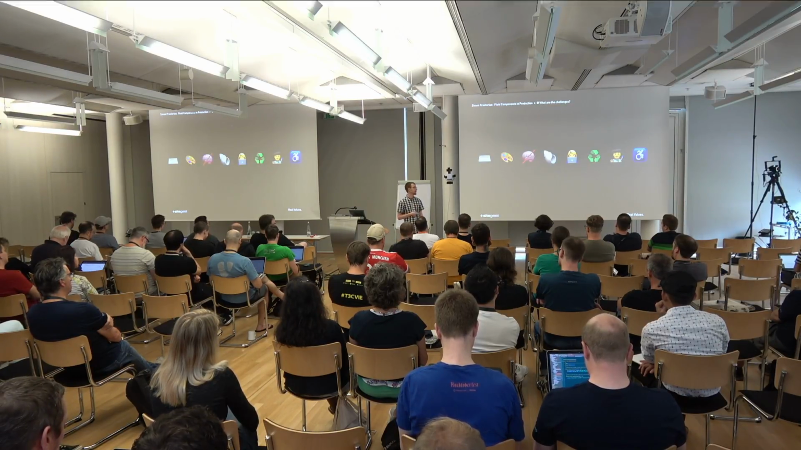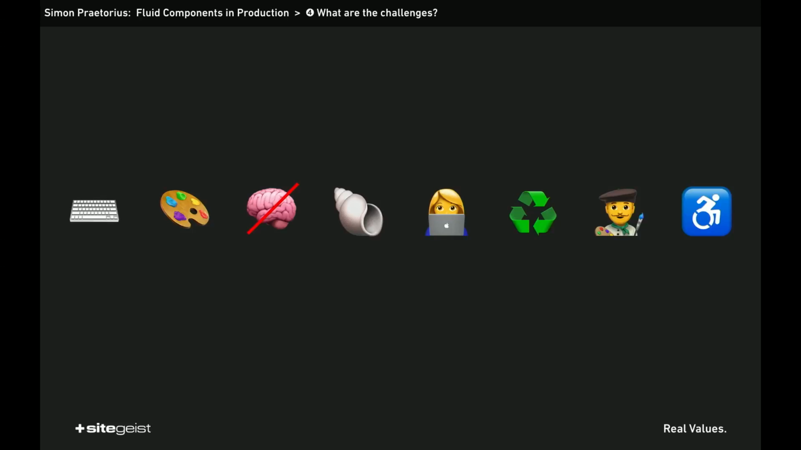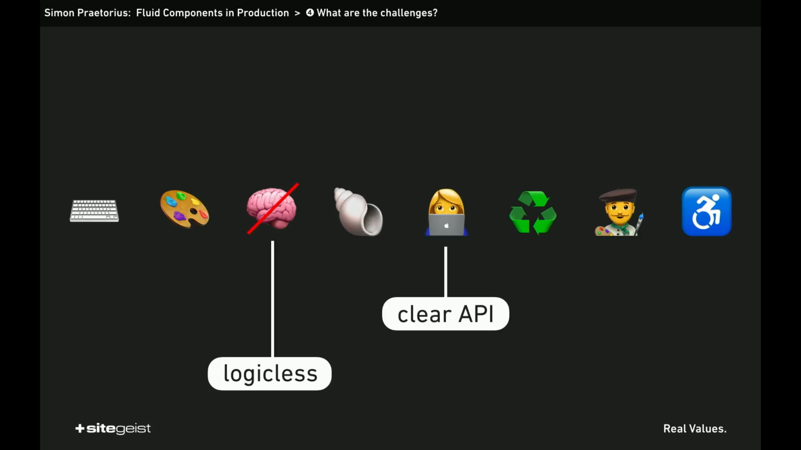And when I come back to my beautiful emojis, there are two things where we, let's say, stumbled upon some problems. Mainly those two. Logicless becomes pretty hard when you do it in practice, because there's so much logic in Fluid ViewHelpers and all in Fluid, because we are used to integrate and transform data there, which shouldn't really be part of the component.